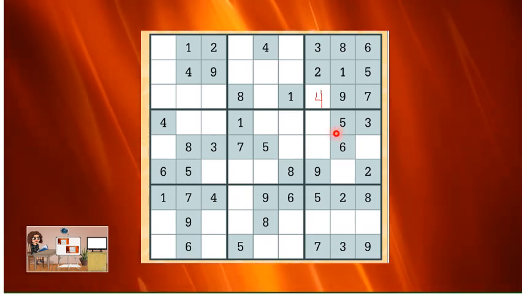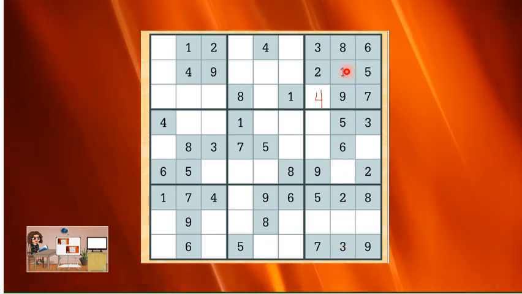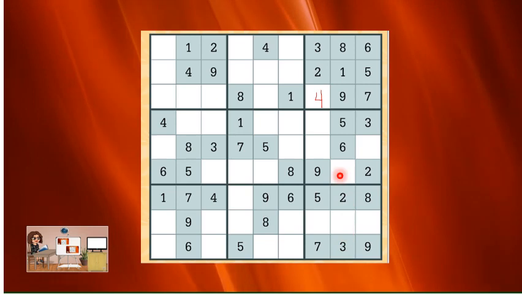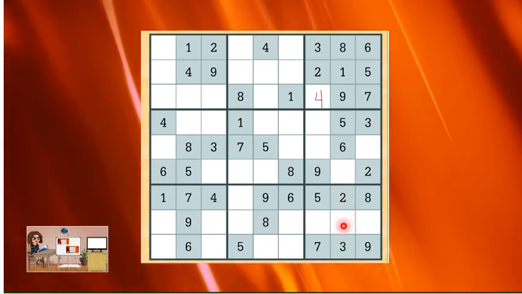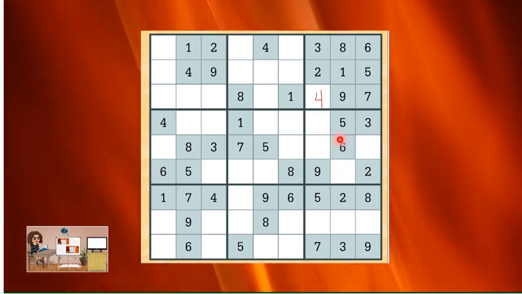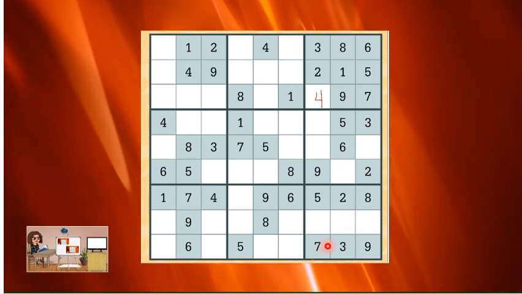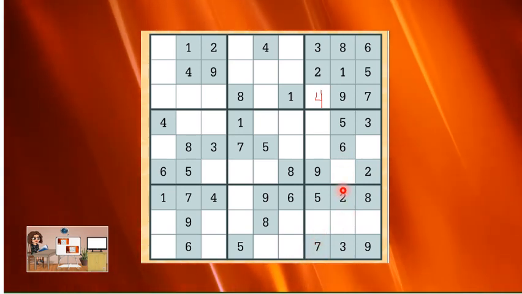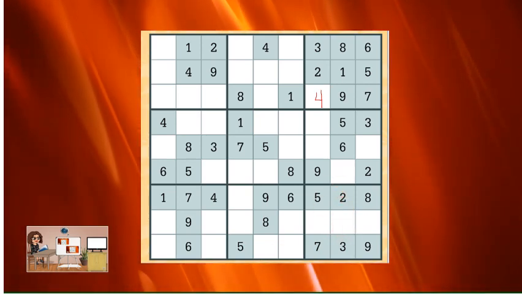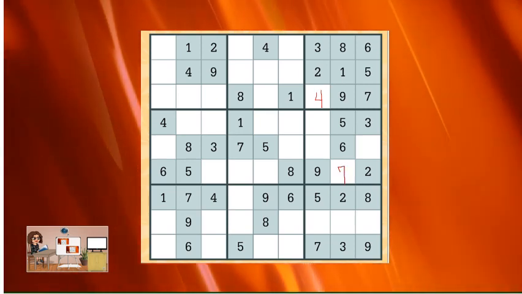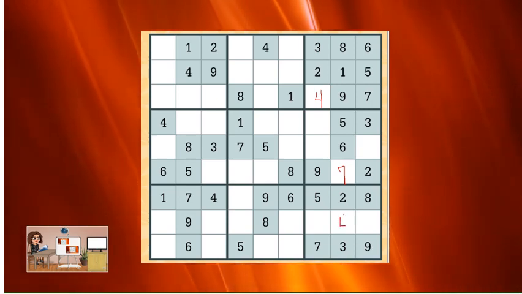Next, how about this column? If we look at this column, we have the numbers 1, 2, 3. The number 4 is missing. 4 can be written here and in here. 5, 6, 7 can be written on these cells, but 7 is already given in this block, so therefore we cannot write 7 here. Instead, we write 7 on this cell. So if this is 7, this is understood to be 4.